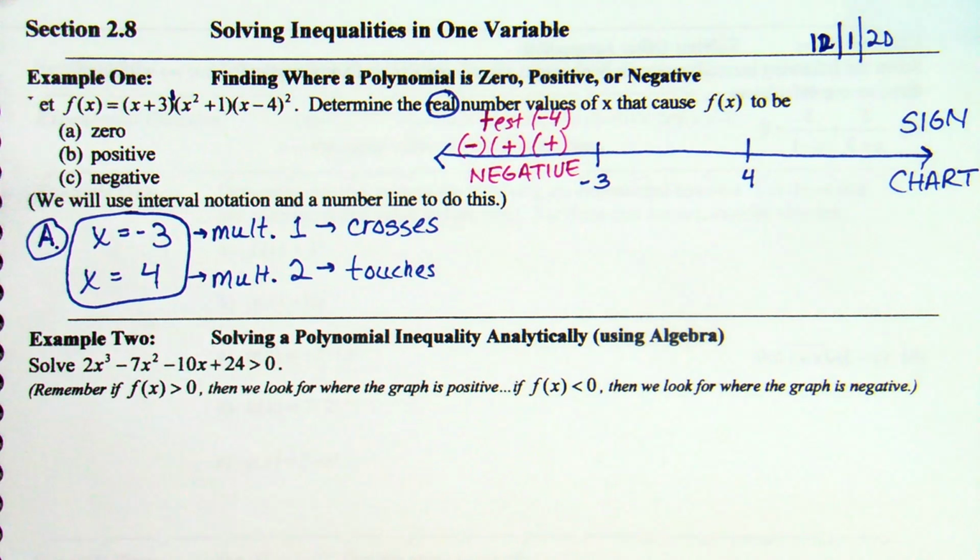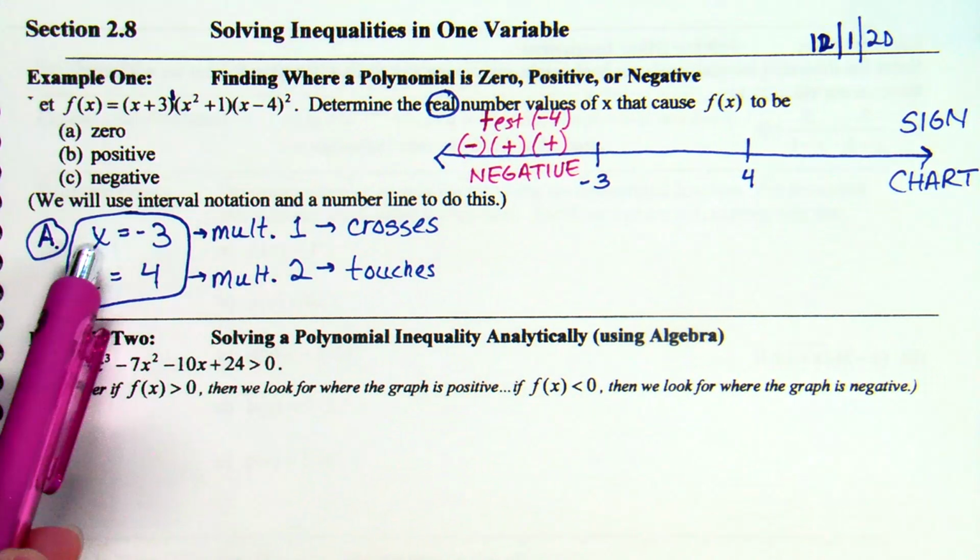By finding out where the polynomial equals 0. If you recall, to find where the polynomial equals 0, we took each of the factors and set it equal to 0, right? And we had real zeros at negative 3 and 4, which came from the x plus 3 and the x minus 4.